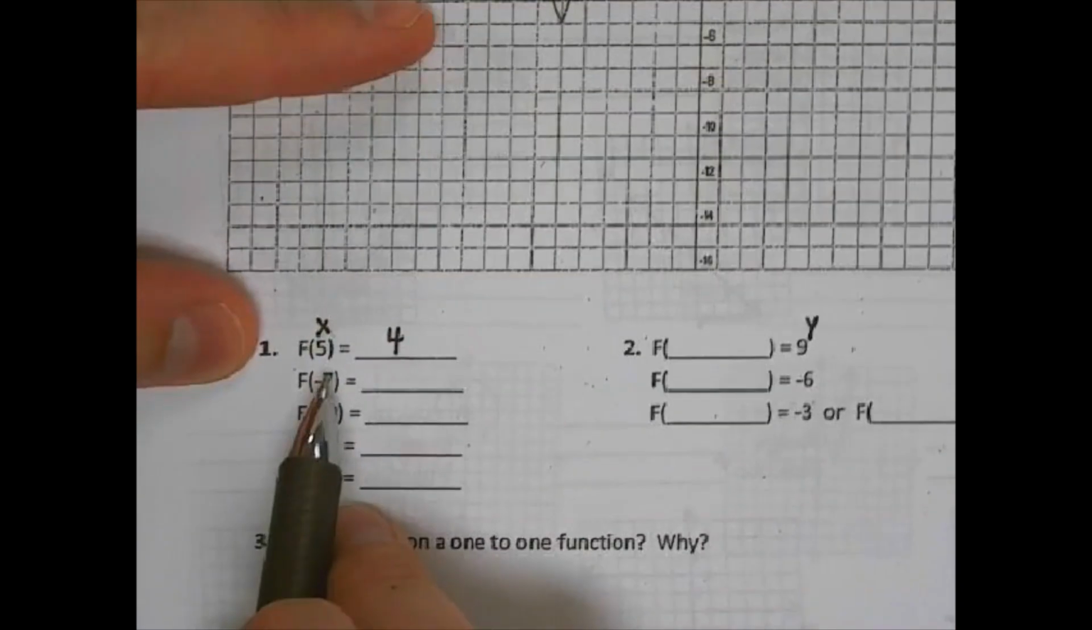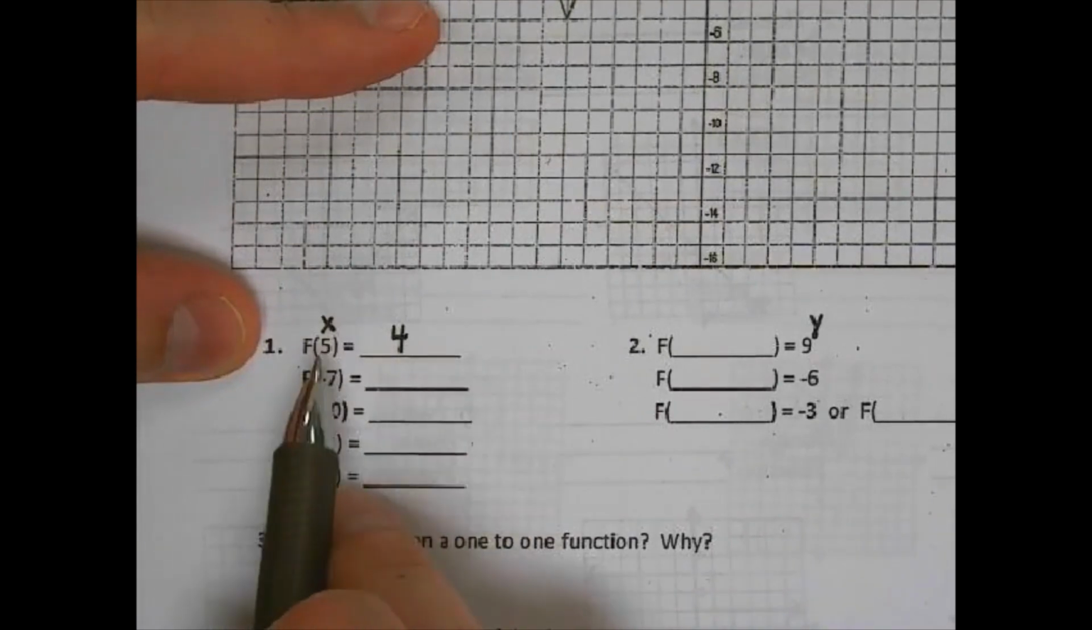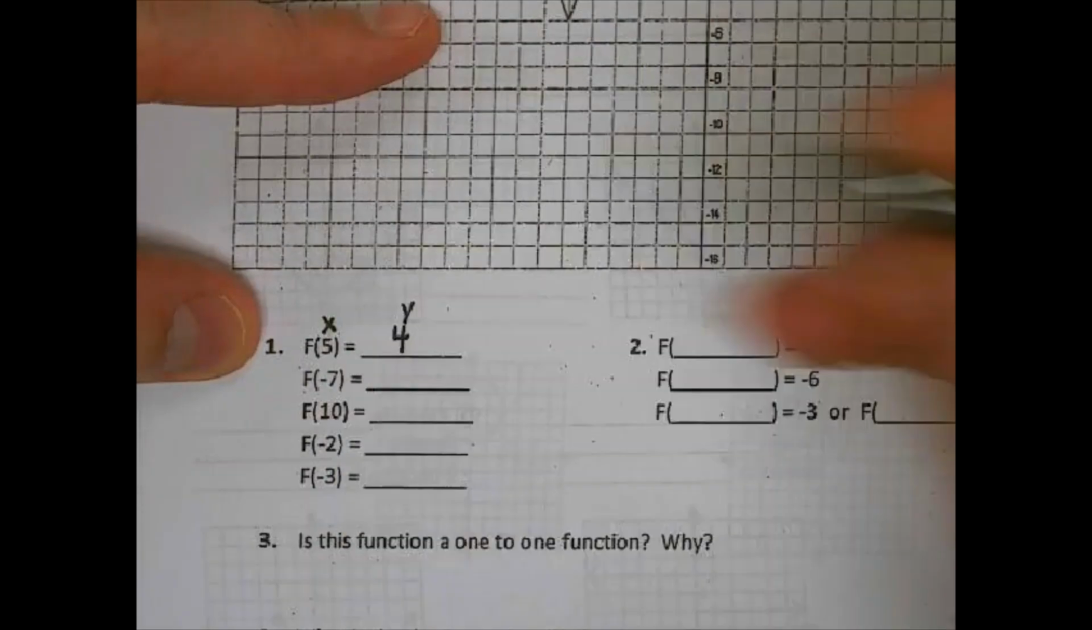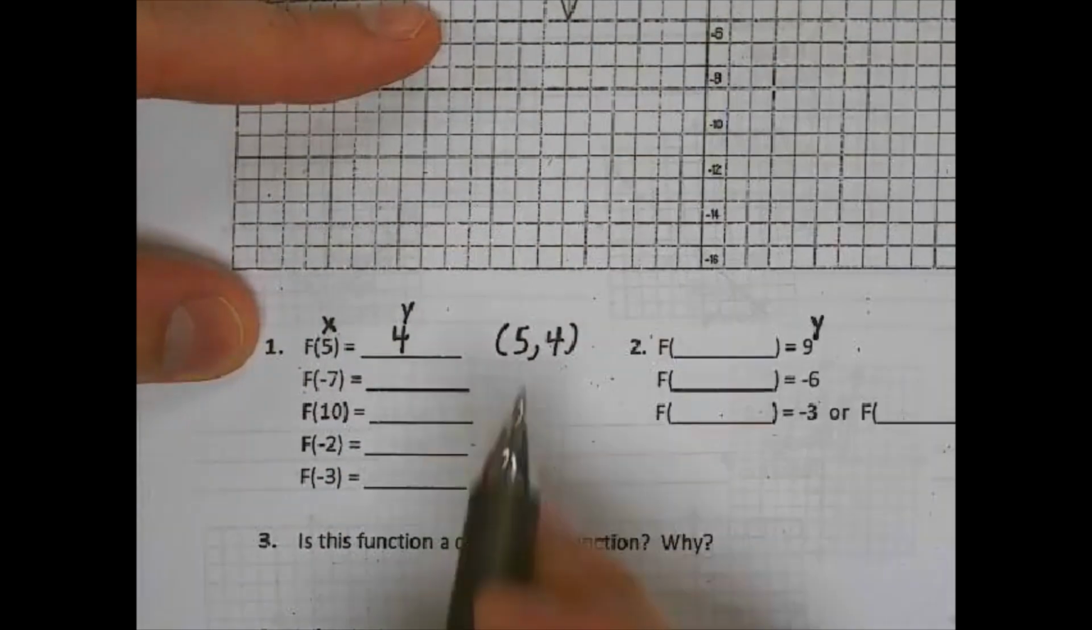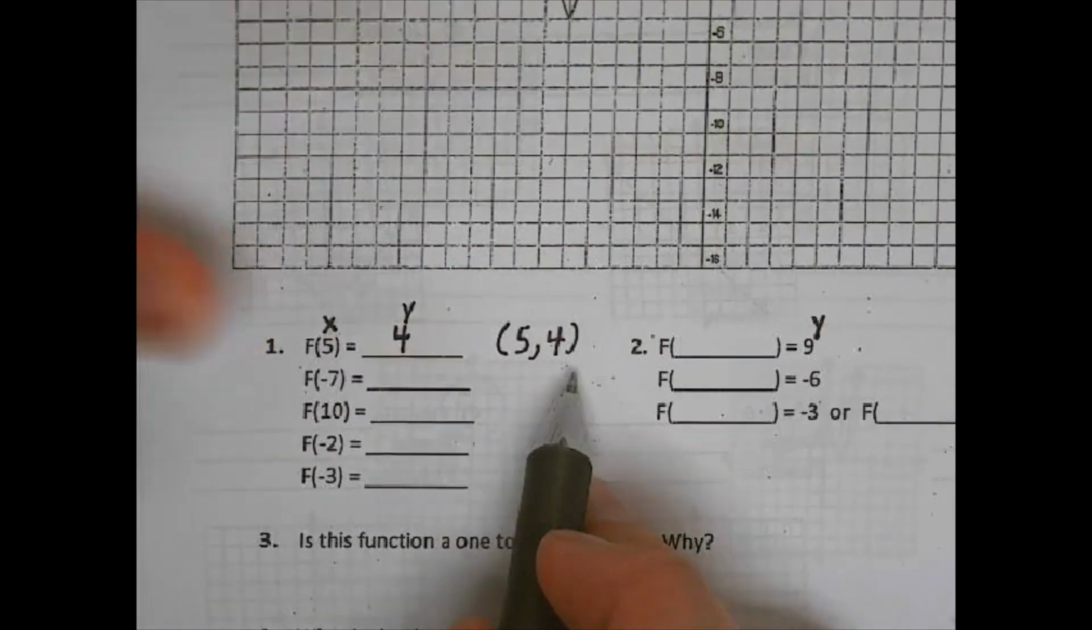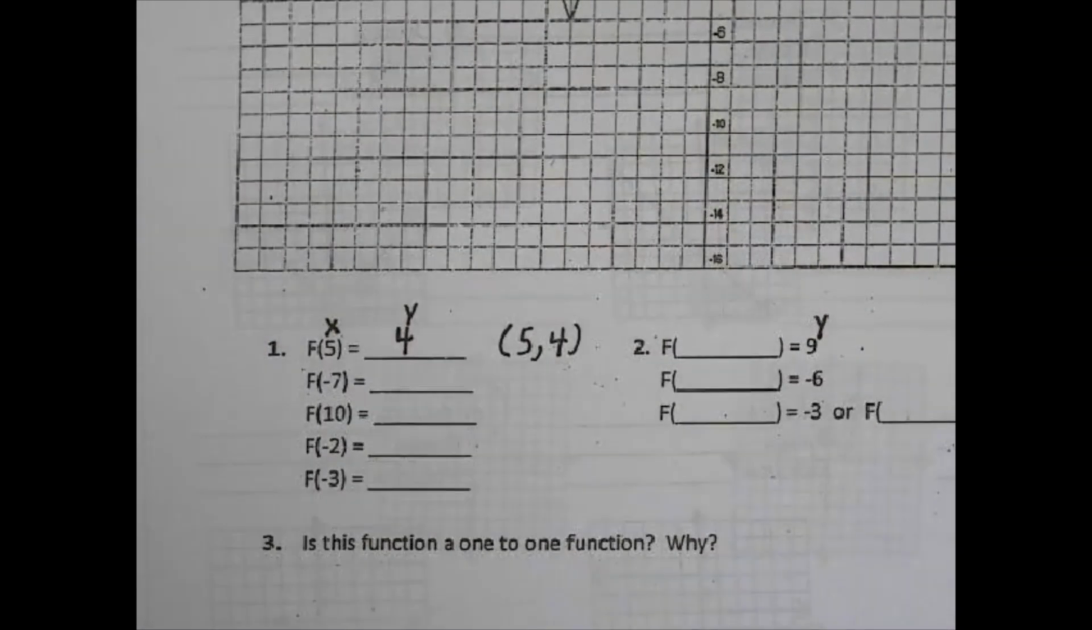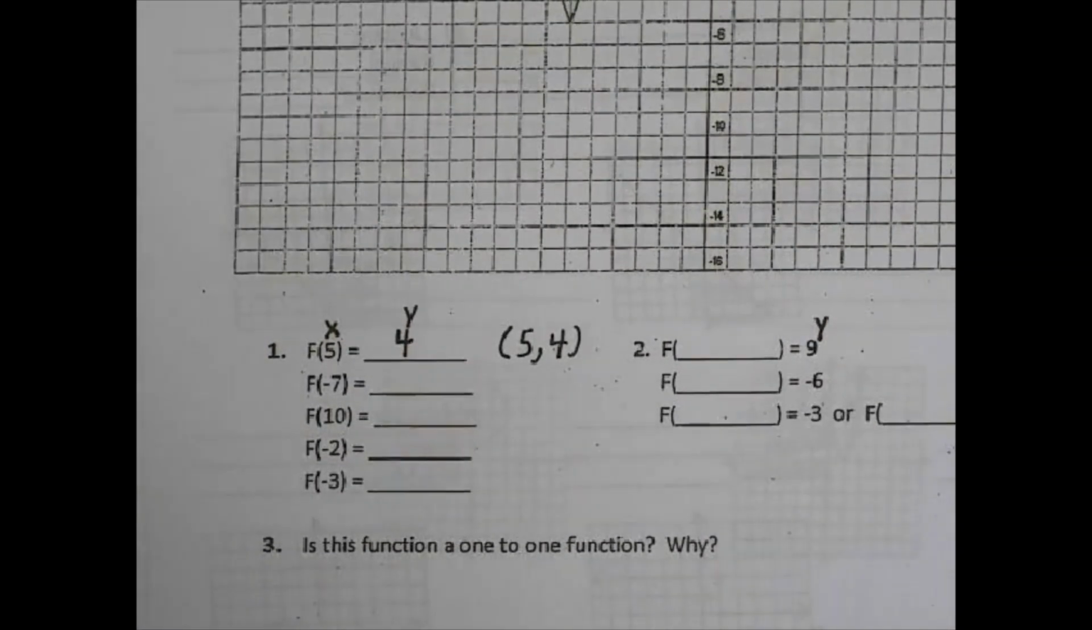This simply means that x is 5 and y is 4. So if this was a solution set, 5 maps to 4, where 5 is the x value and 4 is the y value. It really depends on what you're looking for. So I will do number 2 just to show you the difference.